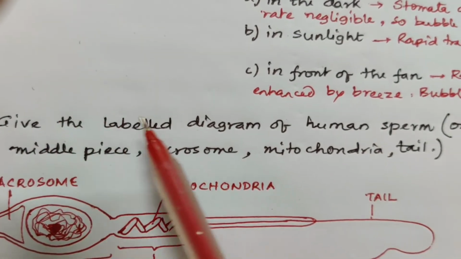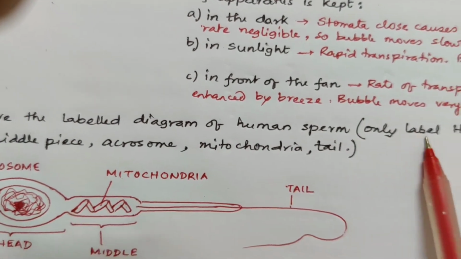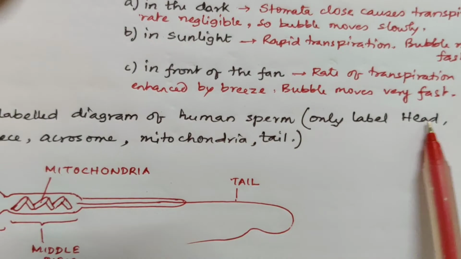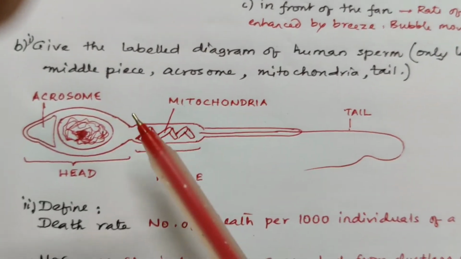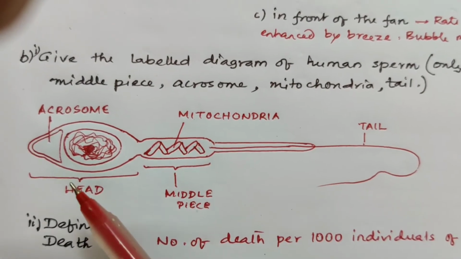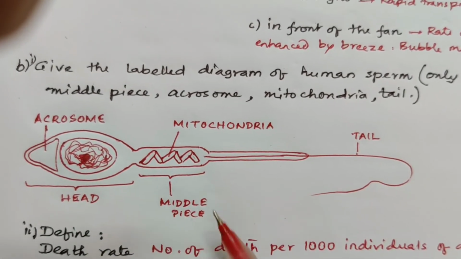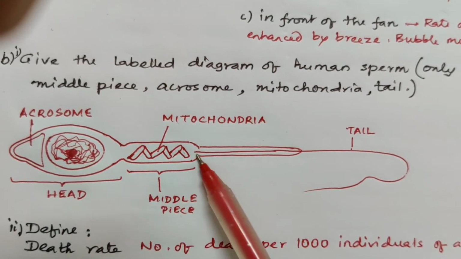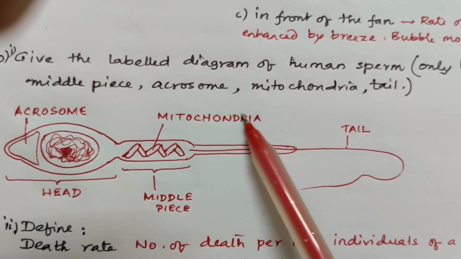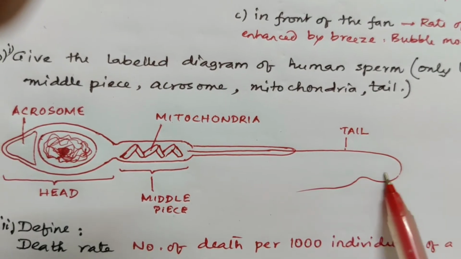Next question is to give a label diagram of human sperm. Only label the head, middle piece, acrosome, mitochondria and tail. Only these 5 parts you have to label. So this is the head, this is the acrosome, this is the middle piece. In the middle piece there is mitochondria and this is the tail.